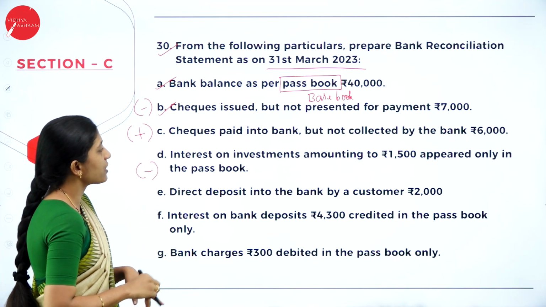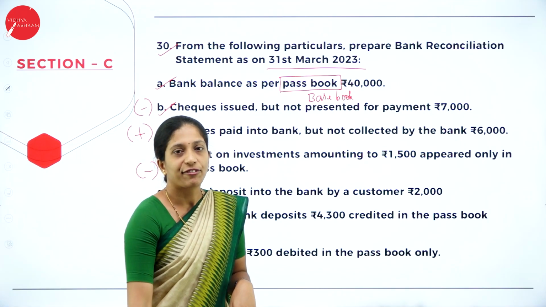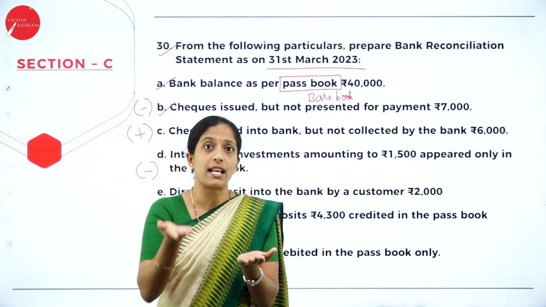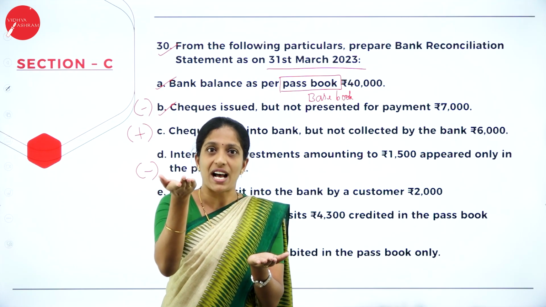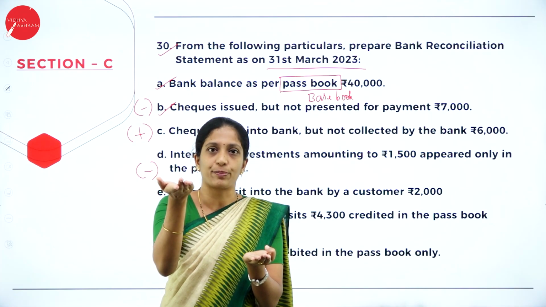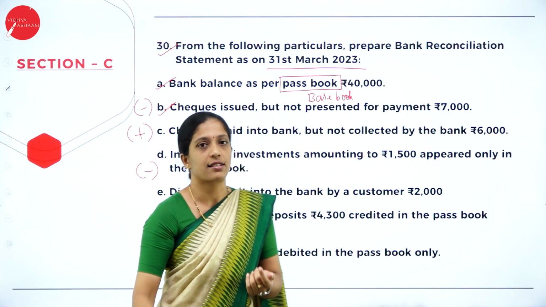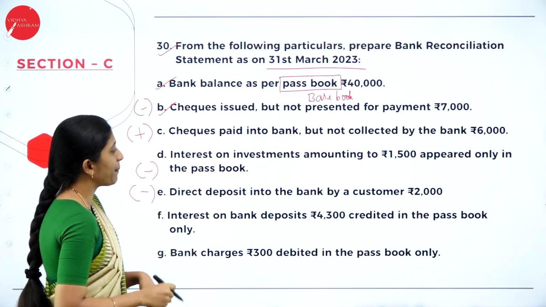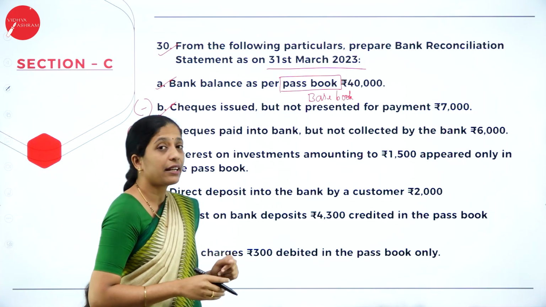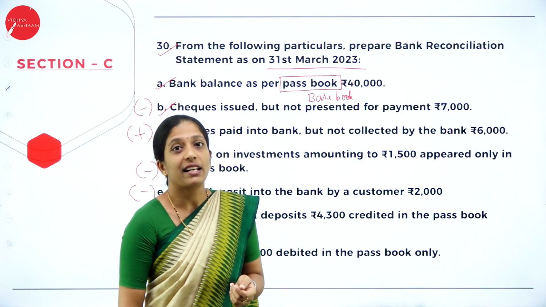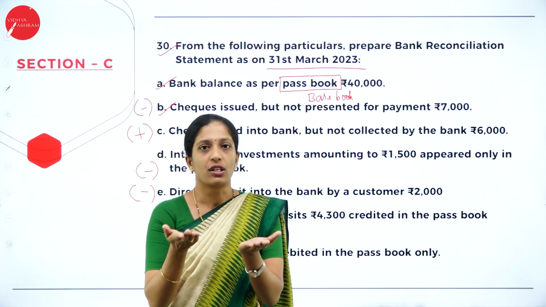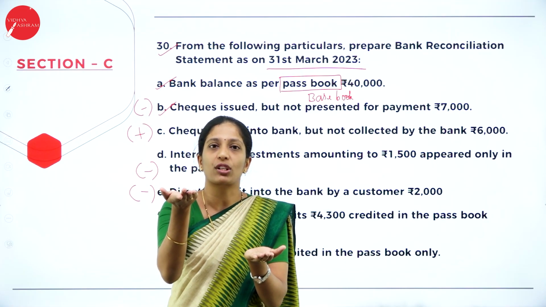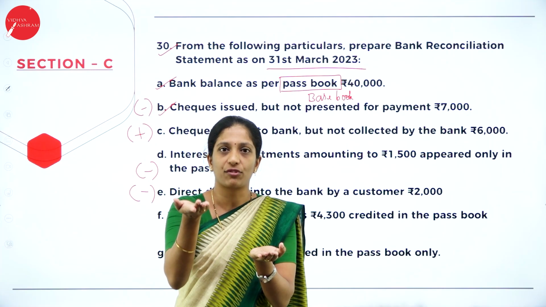Next one, direct deposit into bank by a customer. Of course, when a customer directly deposited into bank, my passbook balance have increased. My base is passbook now. I have to adjust to cash book. So what I have to do? Minus. Next one, interest on bank deposit 4,300 credited in the passbook. Again, credited means what? Increased in passbook. So my bank balance have increased in passbook. My base is passbook now. I have to adjust to cash book. What I have to do?